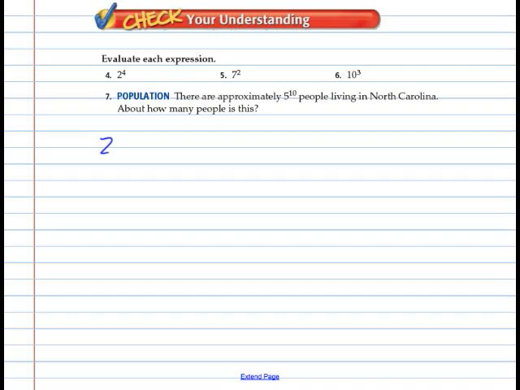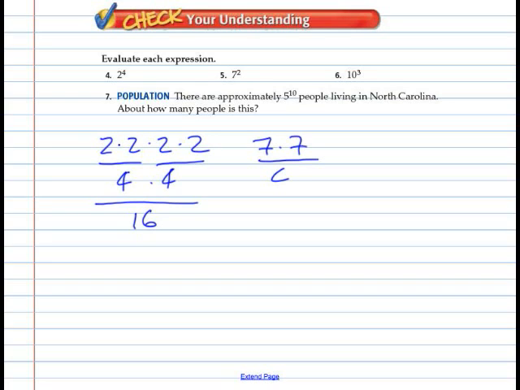Evaluate each expression. 2 to the fourth would be 2 times 2 times 2 times 2. You might remember this from before. Could do it this way. 4 times 4 is 16. 7 to the second power would be 49. Notice I'm writing them out in factor form. 10 to the third power, 10 times 10 times 10, which is 100 times 10, which is 1,000.